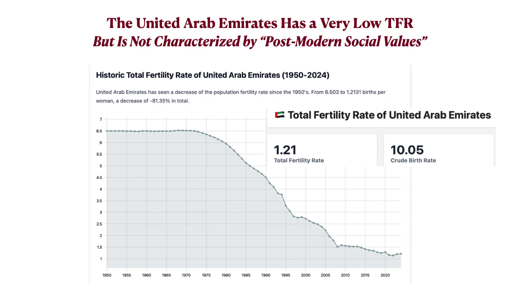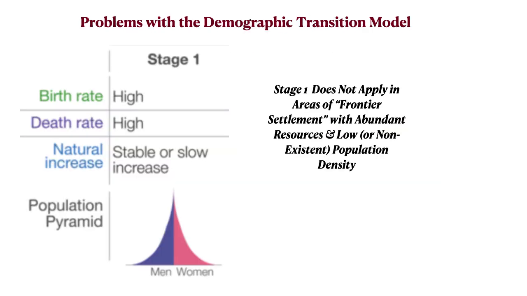But I don't think anyone would argue that the United Arab Emirates is characterized by postmodern social values as described in this second demographic transition theory, which is really based, as I mentioned before, on the European experience. So let's outline some other problems with the overall demographic transition model.